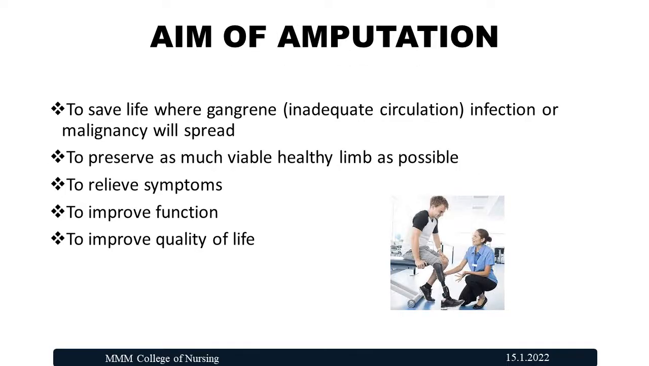Aims. What are the aims for amputation? To save life where the leg has become gangrenous or malignant or the disease is spreading, in which case we take the patient immediately for amputation. To preserve as much viable healthy limb as possible, to relieve symptoms, to improve function of the patient, and to improve quality of life.